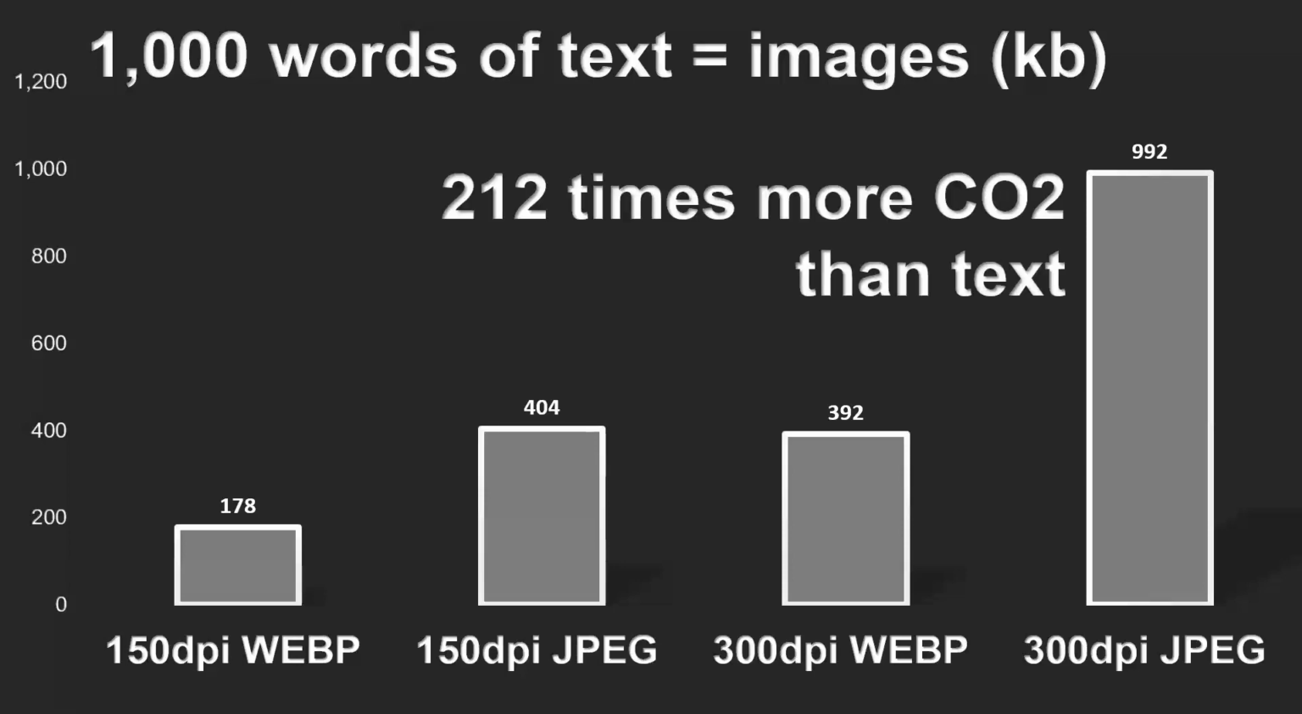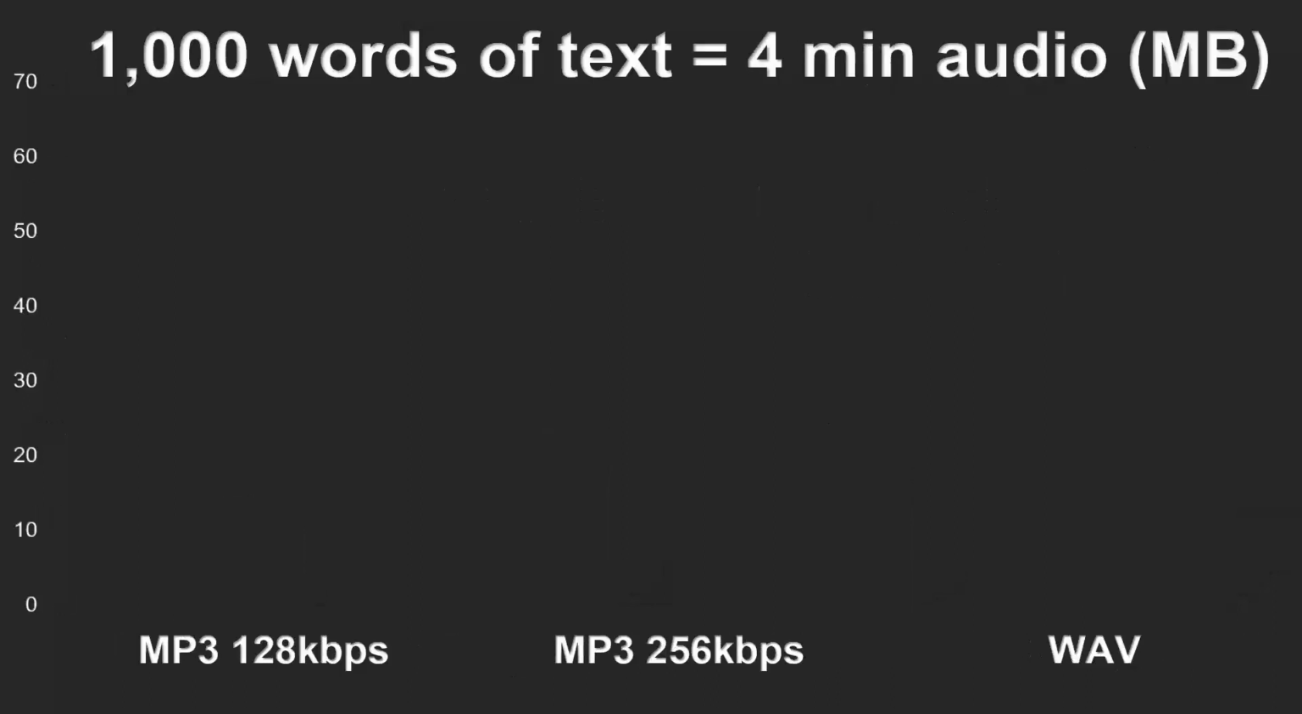So potentially an image 212 times more CO2 than text. So that gives you a sense of let's make sure that image is working. I'm not saying no images by any sense, but really you need to think carefully about your images and really use them when they're truly powerful and they're truly useful in the process.